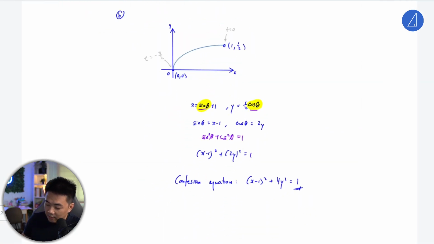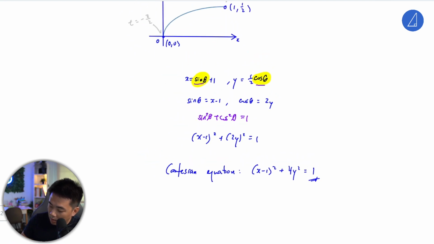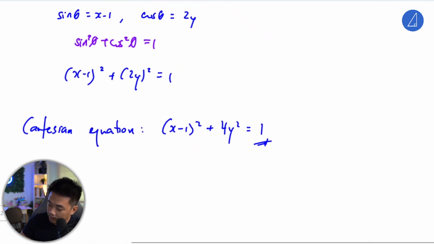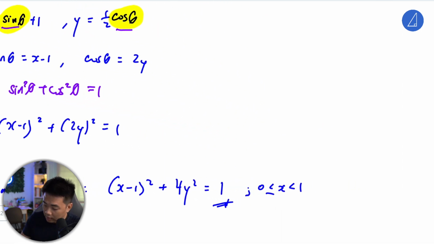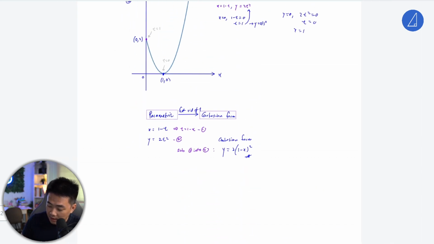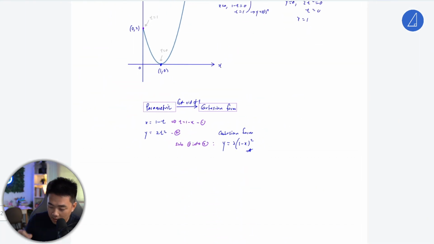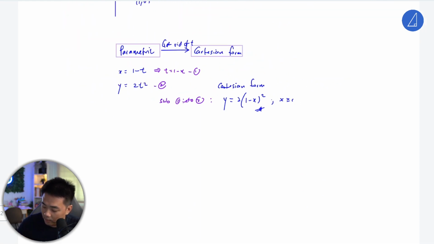If you want to be more specific, we could put x between 0 and 1, inclusive of 0, not inclusive of 1, and also y bigger than 0. Okay, that's the important thing, but I don't think it's part of the solution in this case. If you want to put it, x is at least 0.